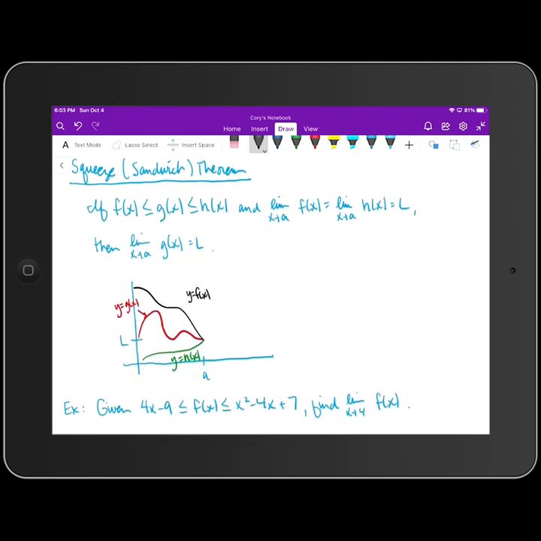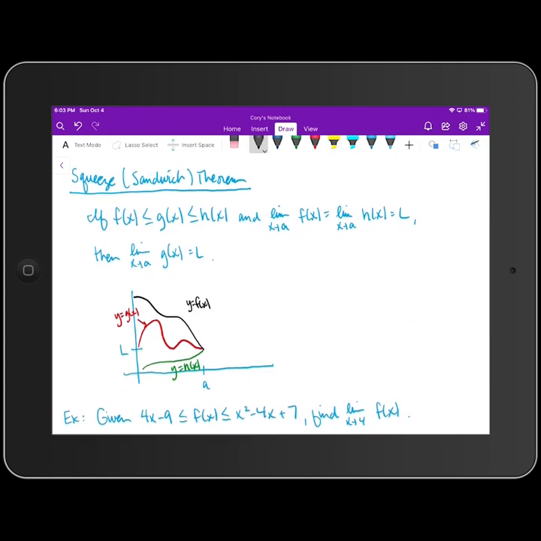Okay, last example, or last thing for us to talk about, and then we're going to do a quick example with this, is called the squeeze theorem or the sandwich theorem. Okay, so I call it the squeeze theorem. Most books call it the squeeze theorem, but some books call it the sandwich theorem.